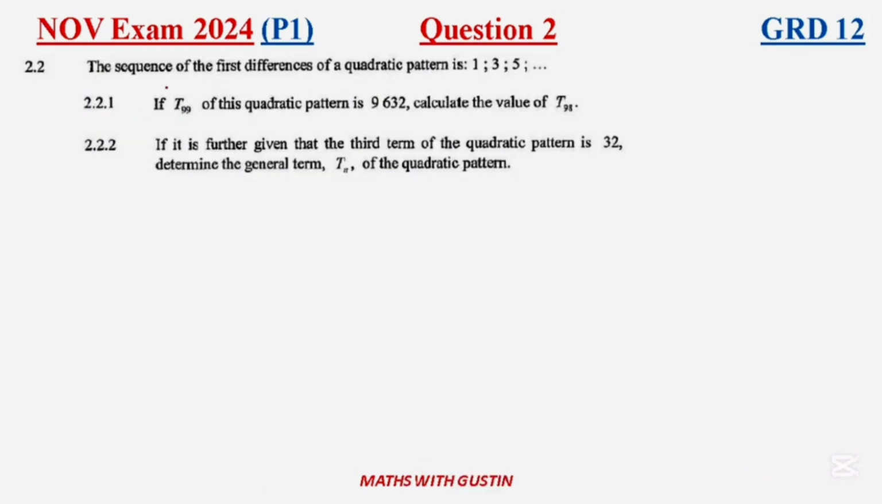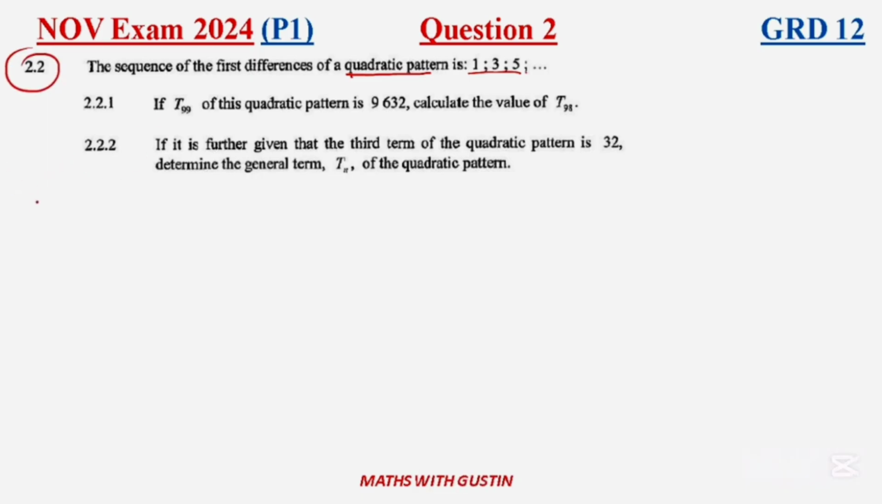Okay, so 2.2 says here the sequence of the first difference of a quadratic pattern is given by that. I hope that is very clear. So basically, what does this mean? Just to explain this question here, this means that what do you have?